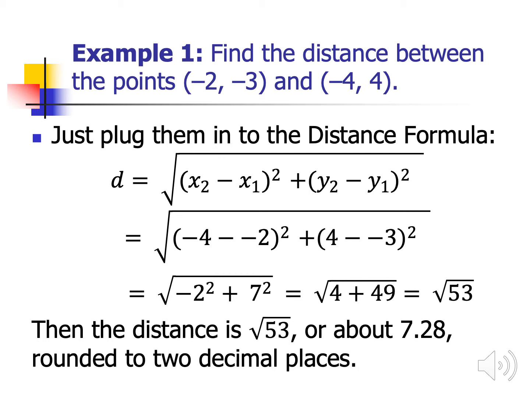Simplifying, we have -2 squared plus 7 squared. Okay, so that is 4 plus 49, or the square root of 53. Then the distance is the square root of 53, or when you extract the square root of 53, that's approximately 7.28 when we round off to 2 decimal places. So again, in this subject, we're going to round off all our answers in decimals to 2 decimal places.